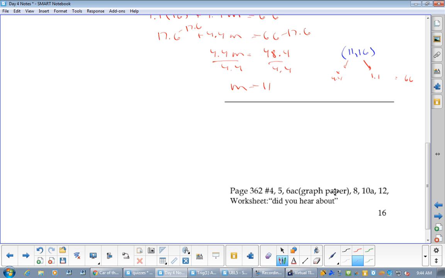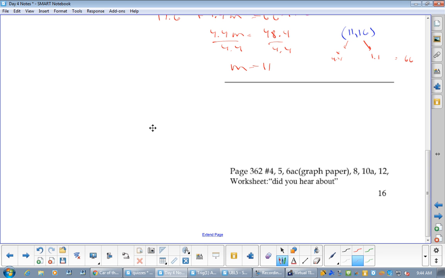Okay, so now you don't have to do it on graph paper, you can just draw it quick. And then I'm going to see if I have this worksheet. Was it part of that other one? Yeah. Okay, that's what I wanted to ask. Okay, so you already have that one.